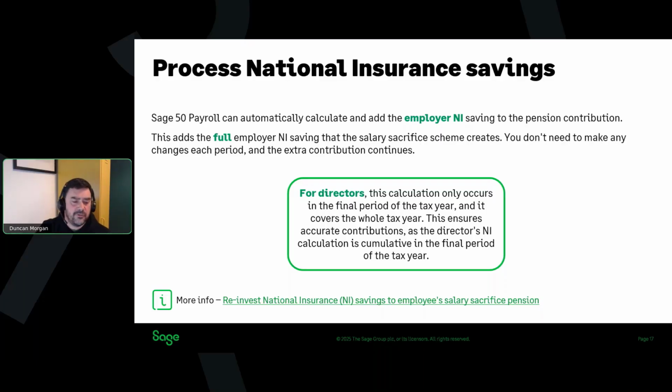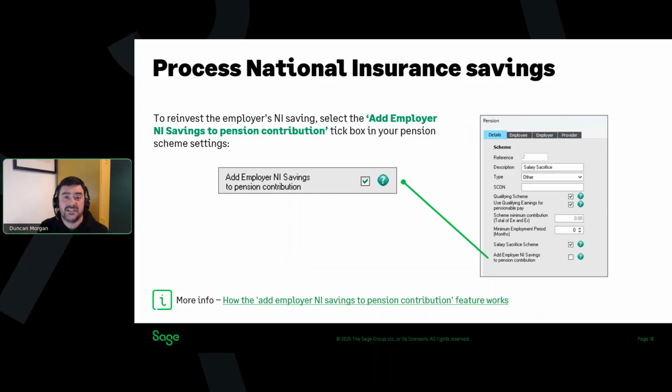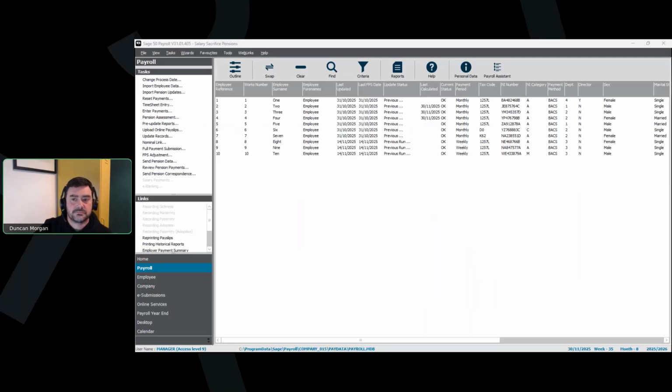So we'll bring this to life with an example, but just to explain where you'll find the setting, it's within the pension scheme settings, and it is the tick box to add the employer NI saving to pension contribution. If you've got that selected, it'll do the calculation and add it in. If you don't have it selected, it will only contribute the percentage that you've entered for the employer. So let's take a look at that now.